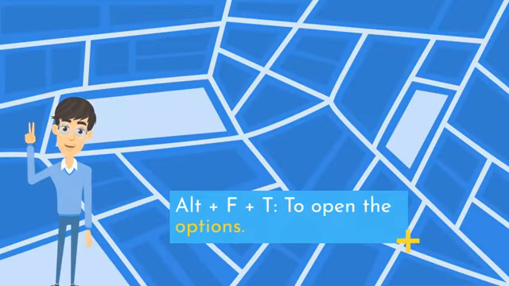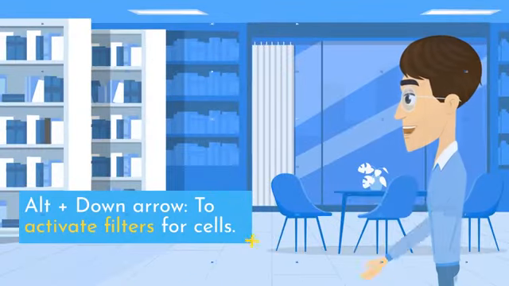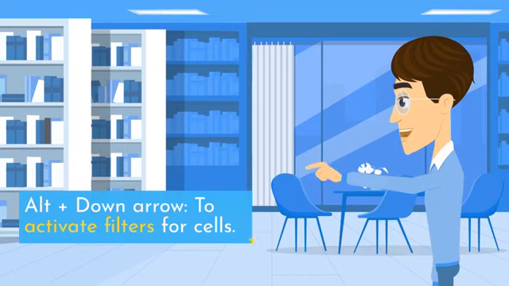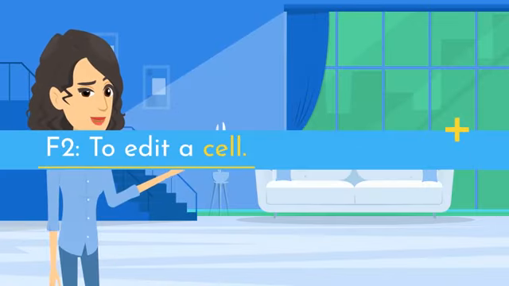Alt plus F plus T to open the options. Alt plus Down arrow to activate filters for cells. F2 to edit a cell.